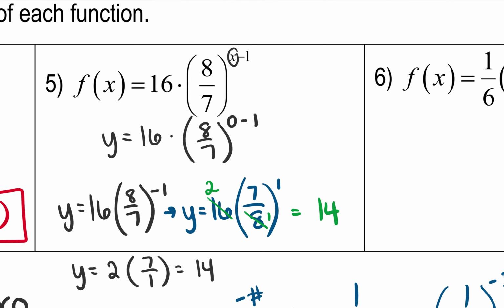Alright, so remember, 14 is not my answer. I have to write 0, 14, because that is my y-intercept. Y-intercept is not just a number, it's a point.